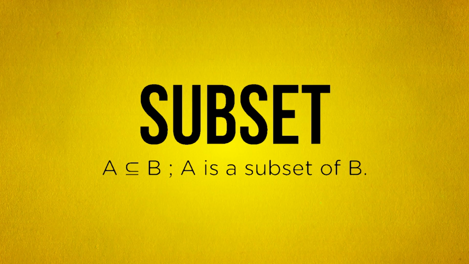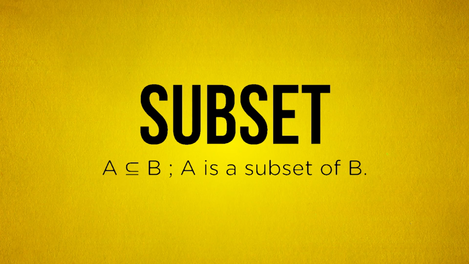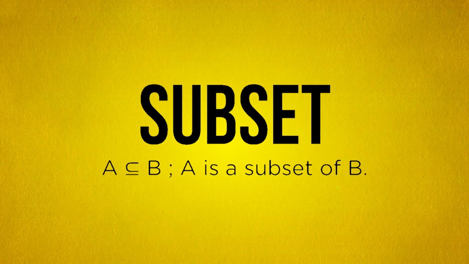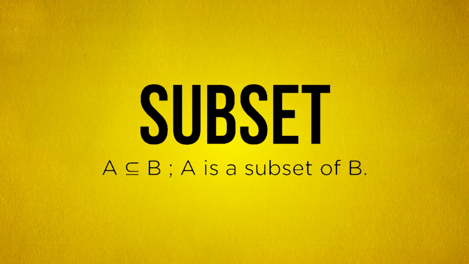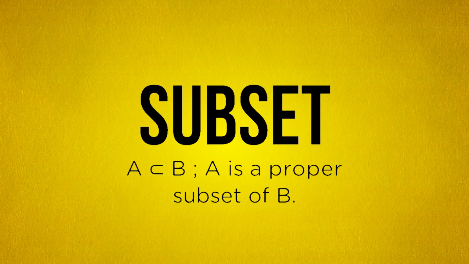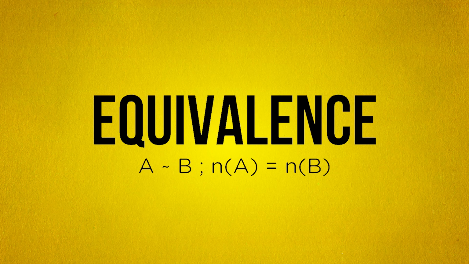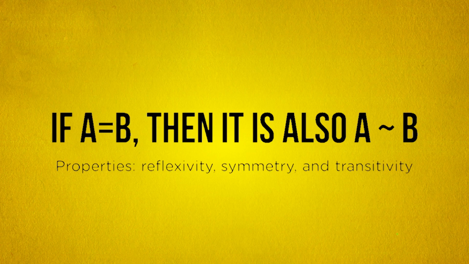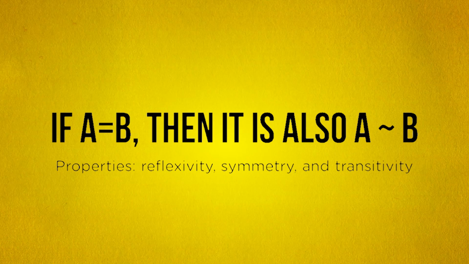Next, we have the subset. Under this relation, A is a subset of B if every element of A is contained in B. If this is the case and there is at least one element in B that is not in A, then we say that A is a proper subset of B. Lastly, we have equivalence, which states that A is equivalent to B if A and B have the same cardinality. It is important to note that if A is equal to B, then A is also equivalent to B.